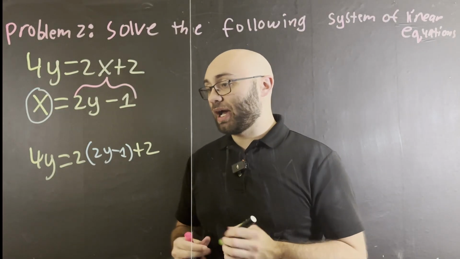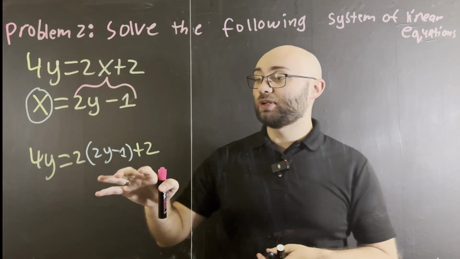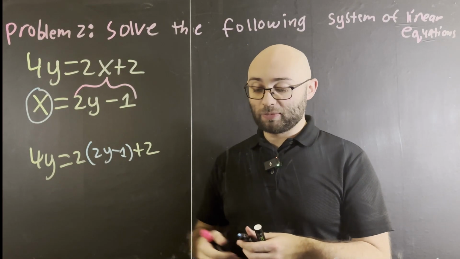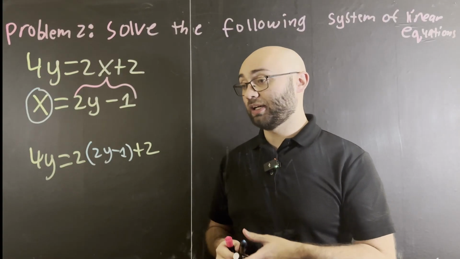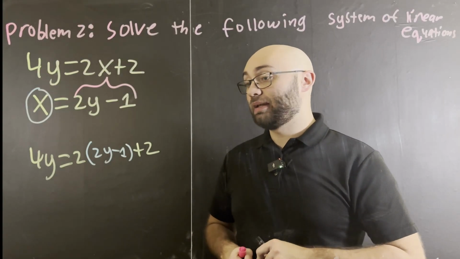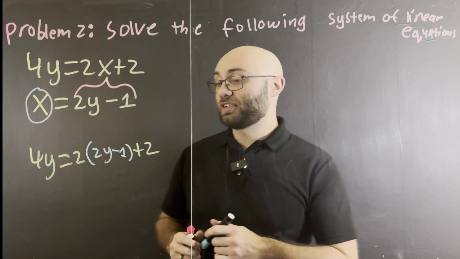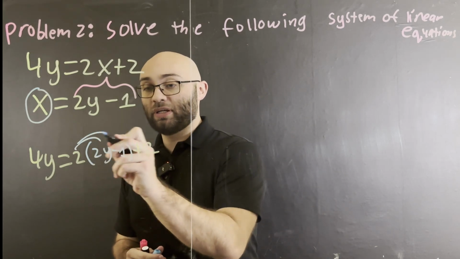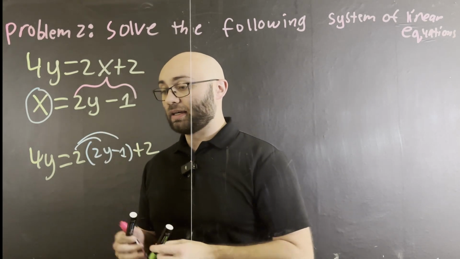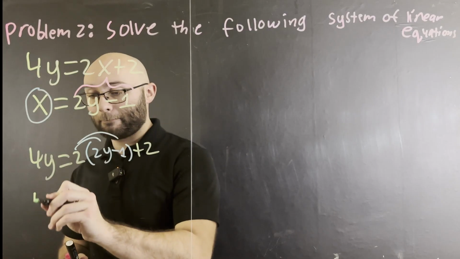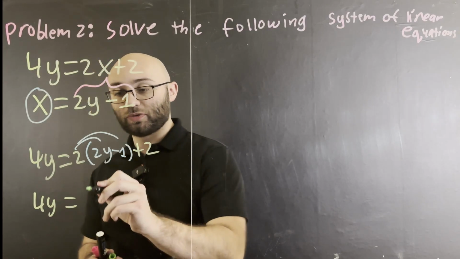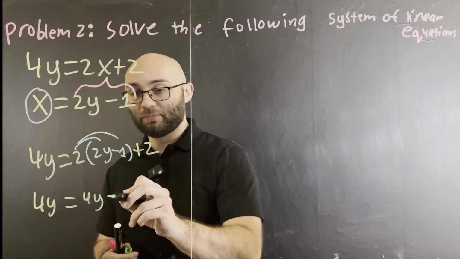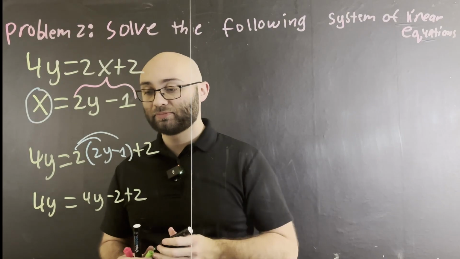And now if we check, we don't have any variable other than y. We only have one variable and we can solve for it normally. So let's go ahead and solve for it. Our first step is we should distribute this 2 in, and I get 4y is equal to 4y minus 2 plus 2, okay?